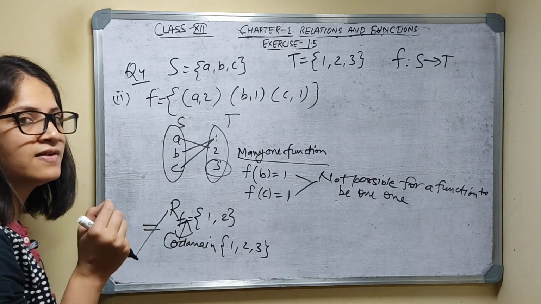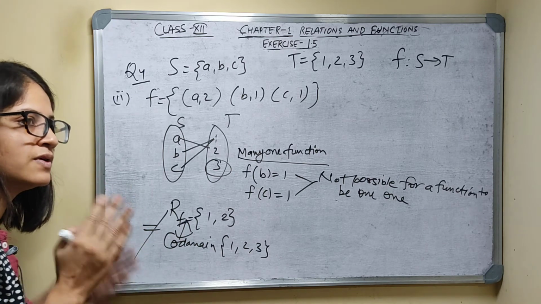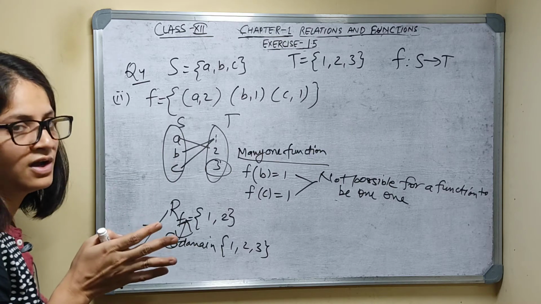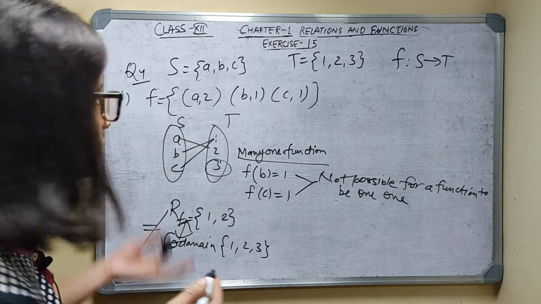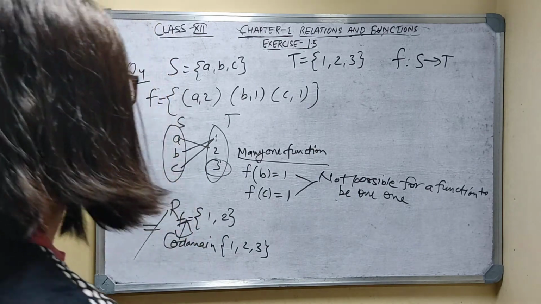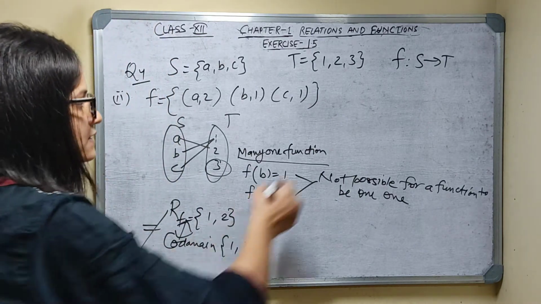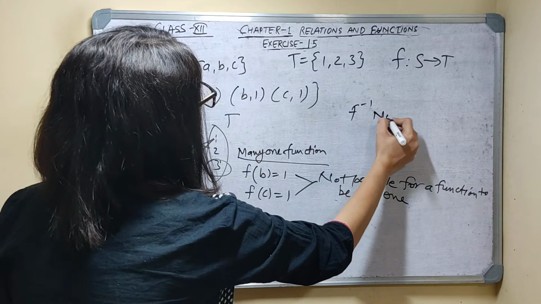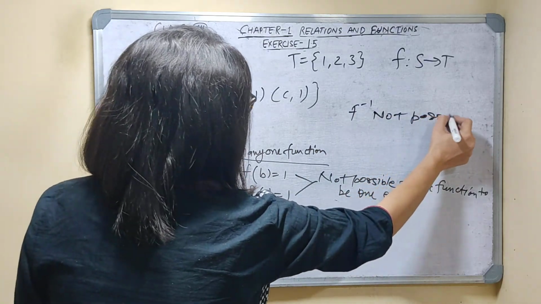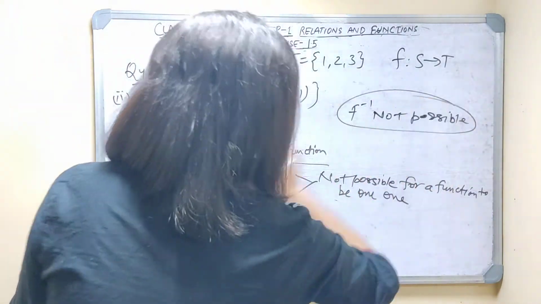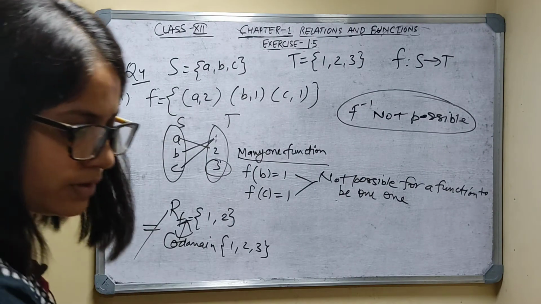But a function is invertible, and F inverse exists, for a function which is both 1-1 and onto. So here both conditions are not satisfied. So I can say F inverse does not exist. So F inverse is not possible. Like this you can write. F inverse not possible.